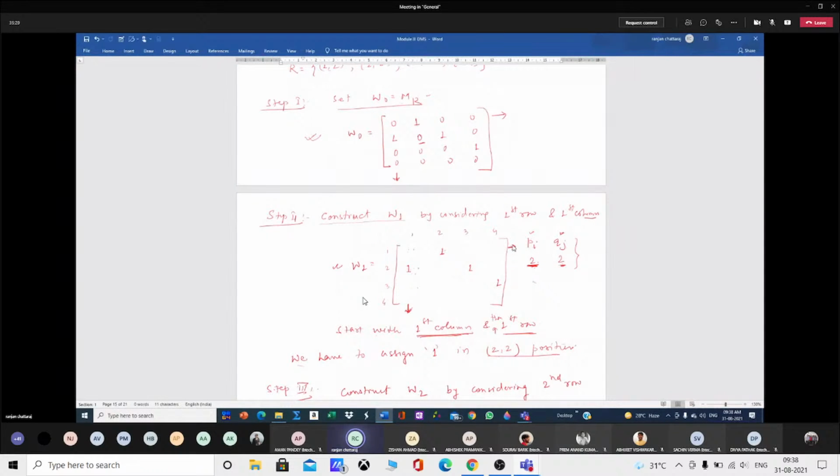Then go to the first row. In the first row, what is the position where we have 1? It is 2. So 2, 2. Now we consider the pair 2, 2. What is the position of 2, 2? Second row, second column. So here we assign 1 and leave the rest as 0. Is it clear? Yes, sir. Okay, 0, 0, leave it.